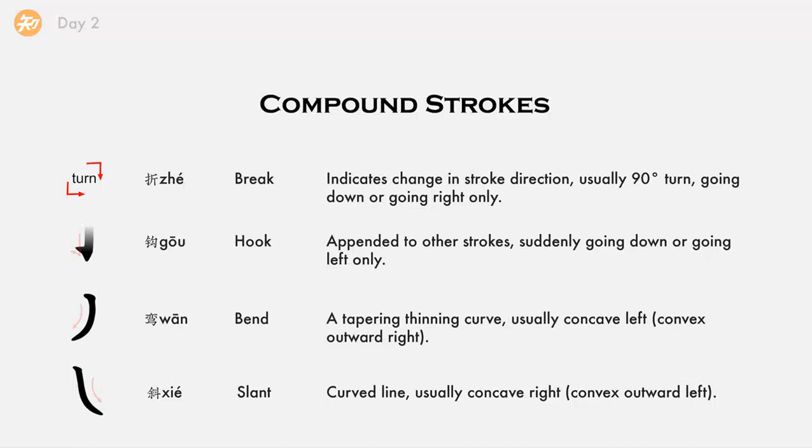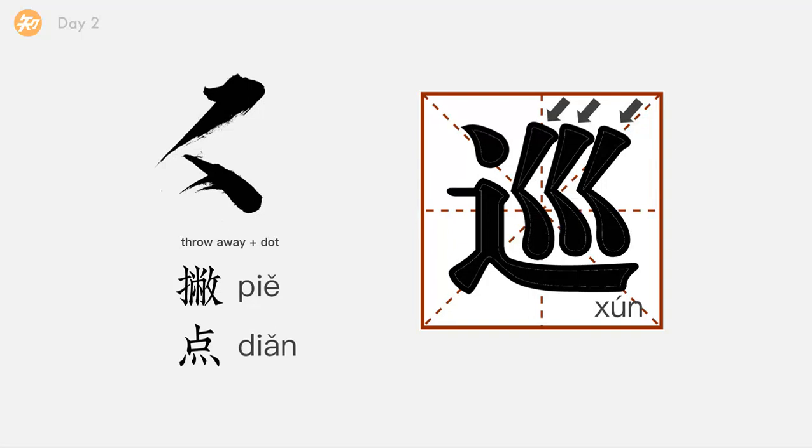Okay, these four types of connection together with the basic strokes we learned yesterday will help to make the compound strokes. Now, let's take a look at them one by one. Now, you can see here, it's a combination of throwaway and dot. To write this stroke, you should write it in a single move. The calligraphy just exaggerated the move, but you can see it in the example character. It's connected together. This stroke is called 撇点, which literally means throw away, and dot.